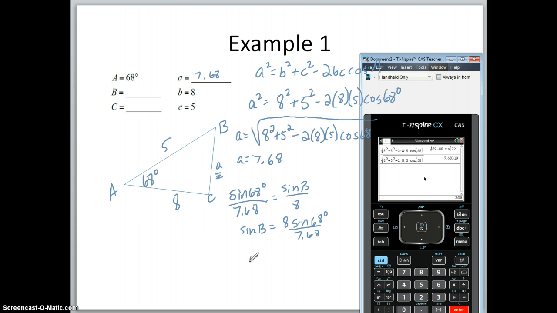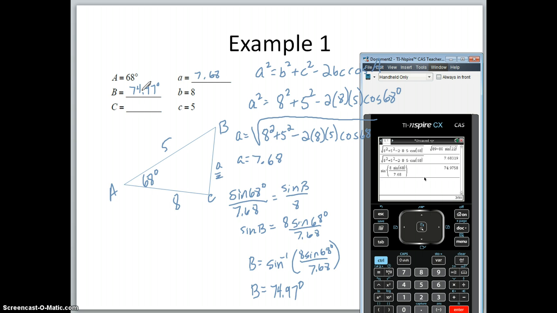And then we want to find this angle, so to find that angle we use the inverse sine. Okay, so then we're going to plug that in our calculator and see what we get. And that gives us about 74.97. So we'll say that angle B is 74.97 degrees.